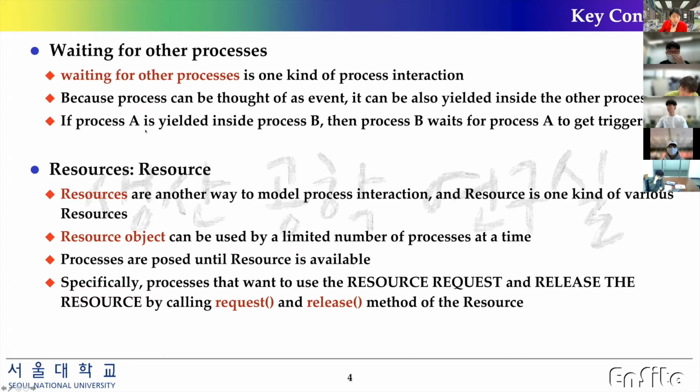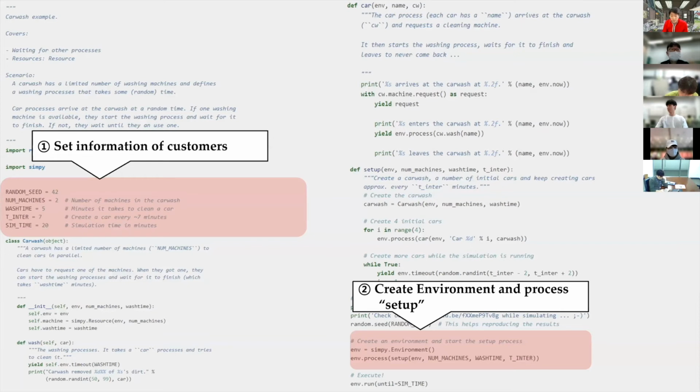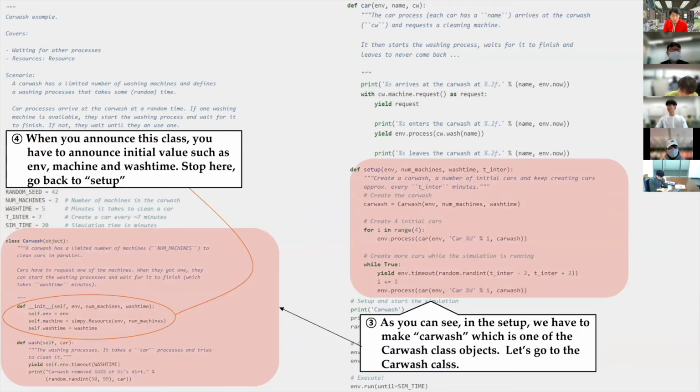So if process A is yielded inside of another process B, then process B will wait for process A to get triggered. Or if process A is to wait, then process B will wait until the completion of process A. We will see these two key concepts in our example. This is the entire code.